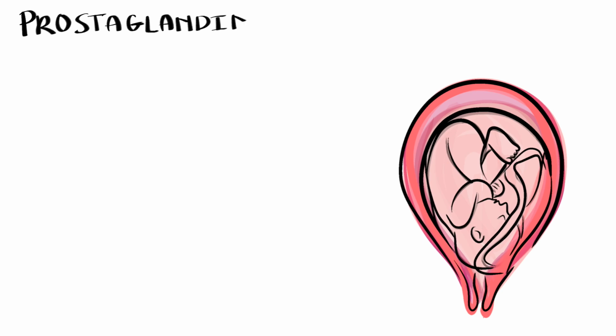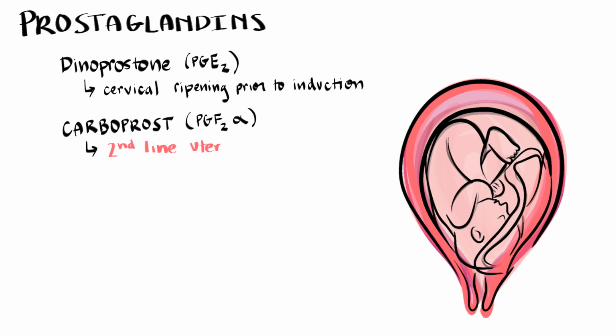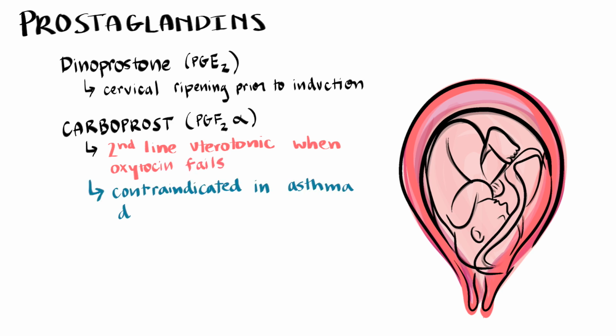Next, let's talk about the prostaglandins. Dinoprostone is used for cervical ripening prior to induction of labor. Carboprost is used for postpartum hemorrhage, especially when you have a case of uterine atony when oxytocin has failed. But this is really contraindicated in women that have asthma due to its bronchoconstrictive effects. This is a really common exam question. Please remember that in a patient with asthma, you should not give this drug.